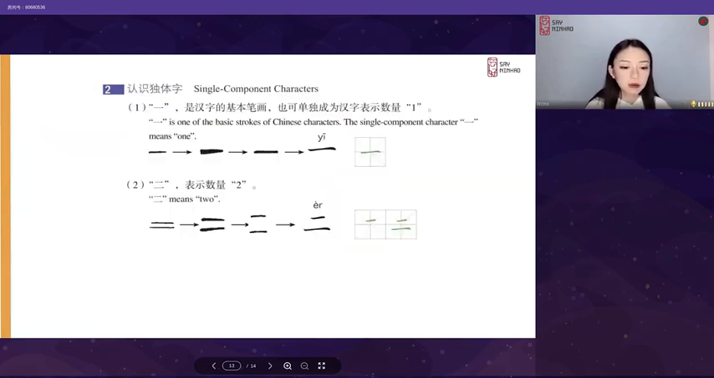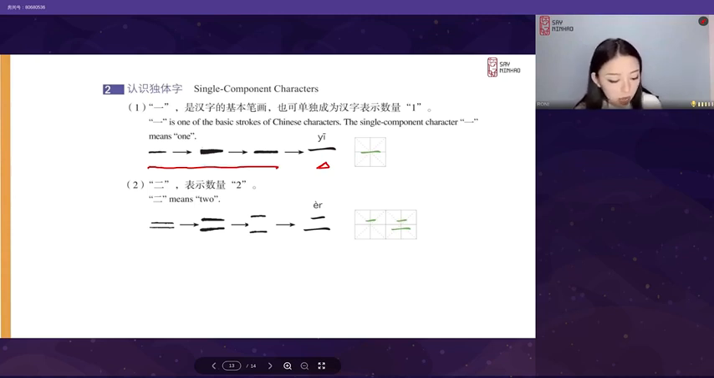Now let's see some single component characters. First one, yi. This one we've already seen, really familiar, which means one in Chinese. So this is how to write yi in history. And nowadays in modern Chinese, we will write yi like this, from left to right. Really easy one, which means one.